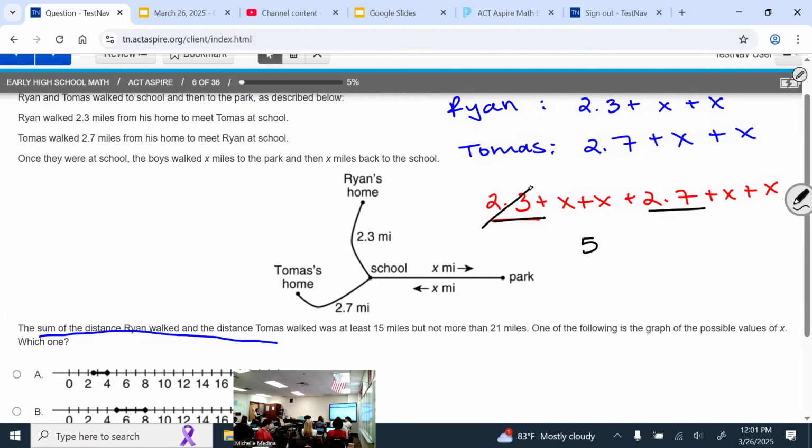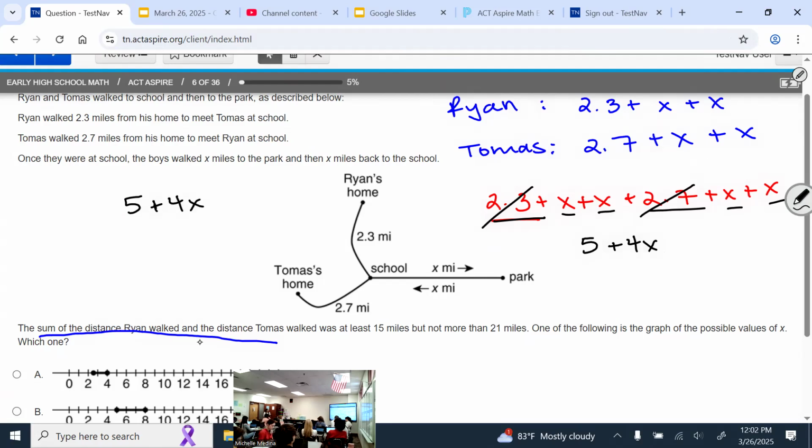Do I have any like terms to go with this X? Yes. I have a bunch of X to the first powers actually, so they're all like terms. What's X plus X plus X plus X? So this is the expression for the sum of what they walked. I need to set up my compound inequality now.